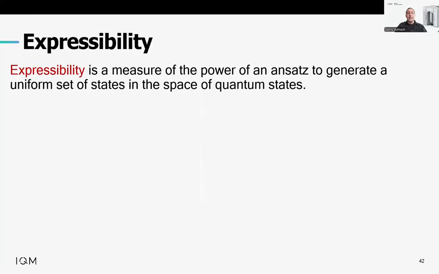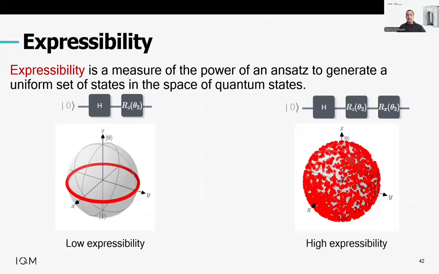The idea here is expressibility. This is a measure of the power of an ansatz to generate a uniform set of states in a space of quantum states. So let's compare our two ansatz. On the left-hand side, that ansatz only gets a few quantum states. It's only the ones on the equator of the Bloch sphere. So it has low expressibility. It can't get all possible quantum states. On the right-hand side, though, we have high expressibility because it's very easy to create all possible quantum states using this ansatz with only a couple of quantum gates.